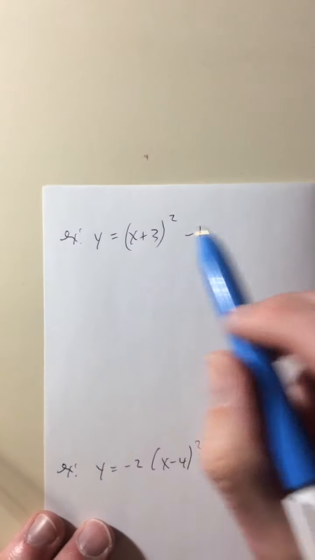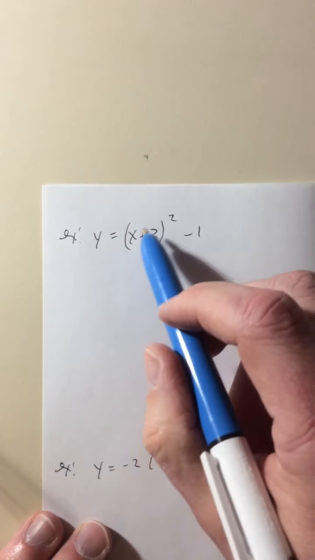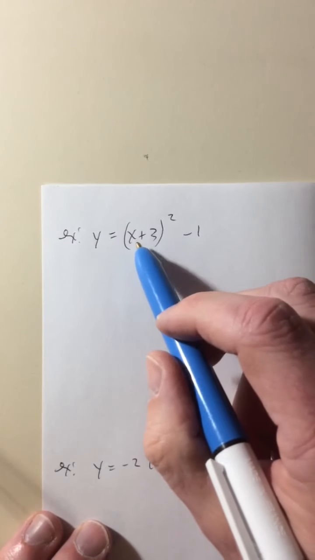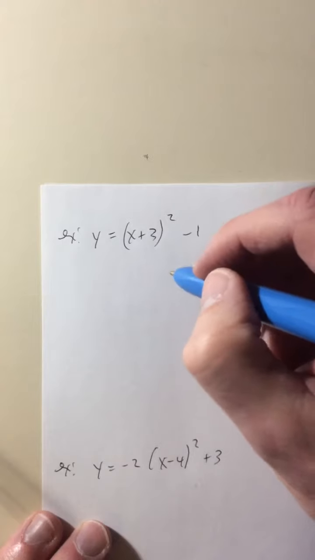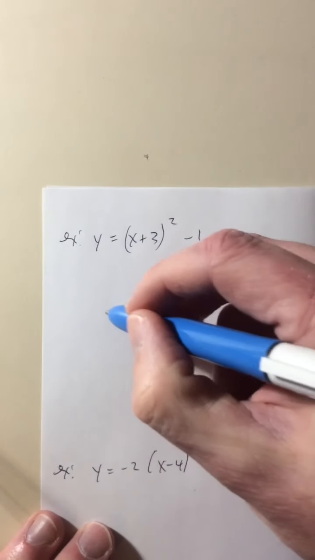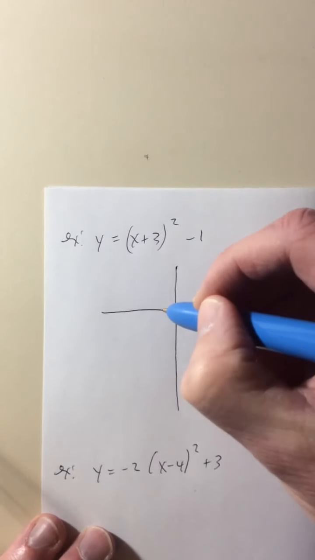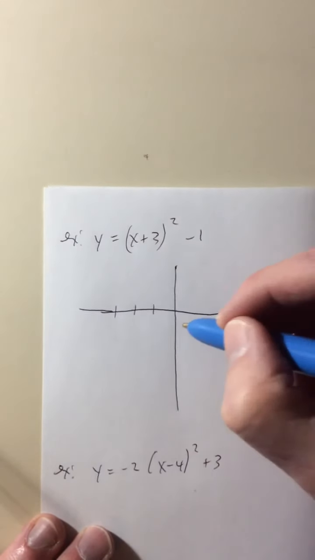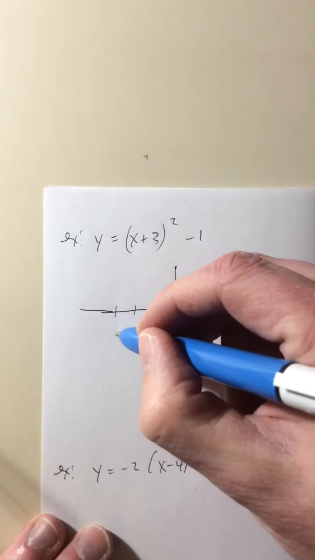All right, last one, or second to last one. So this says plus 3. That means we're going to go 3 to the left, down 1. So we draw our graph. 3 to the left, 1, 2, 3, and down 1. So 3 to the left, down 1.